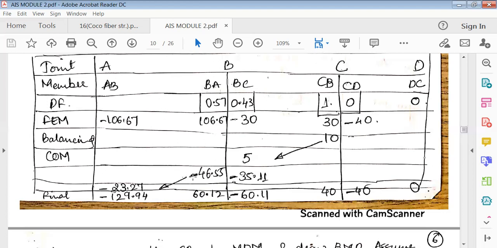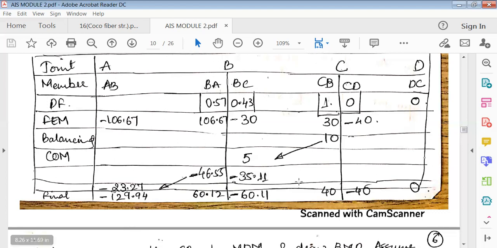So what you can do here is, the only joint left here is from BA it gets transferred to AB, because A is a fixed support. So from BA it gets transferred. So minus 46.55 into 0.5, or divide by 2. Half of this gets carried over here, so it becomes minus 23.27. Once it gets carried over, there's nothing balancing again at joint B or C. So this is the time where you have to stop.